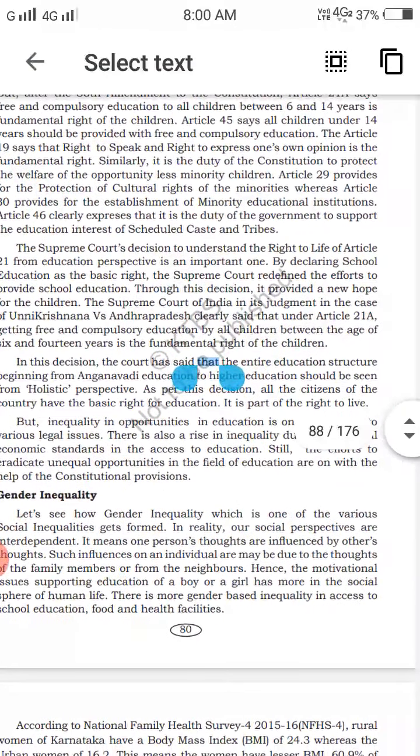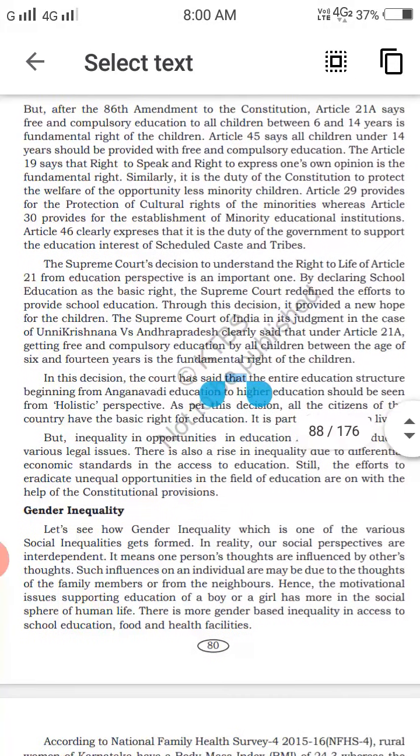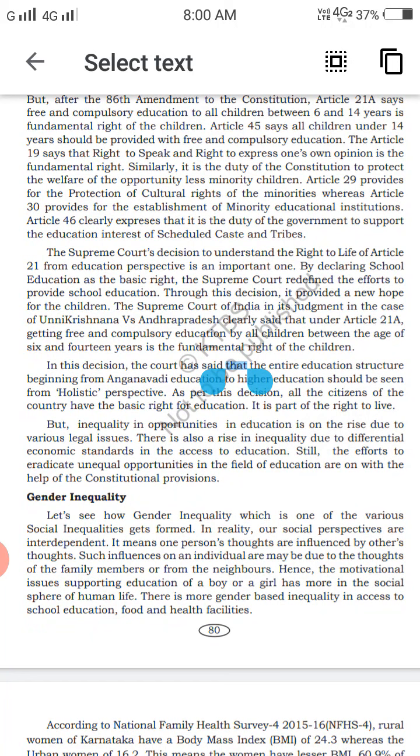The Supreme Court decision under the right to life of Article 21, from an education perspective, is an important one. By declaring school education a basic right, the Supreme Court redefined the efforts to provide school education. Through the decision, it provided new hope for the children. The Supreme Court of India, in its judgment in the case of Unnikrishnan versus Andhra Pradesh, clearly said that under Article 21A, getting free and compulsory education by all children between the ages of 6 and 14 years is the fundamental right of the children.